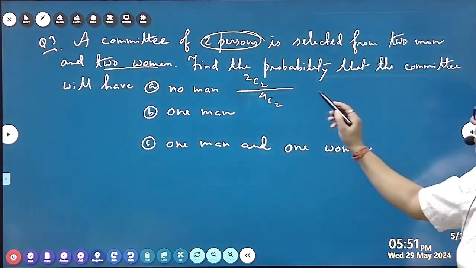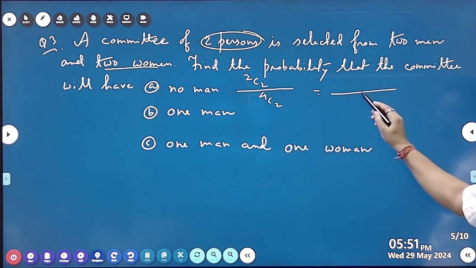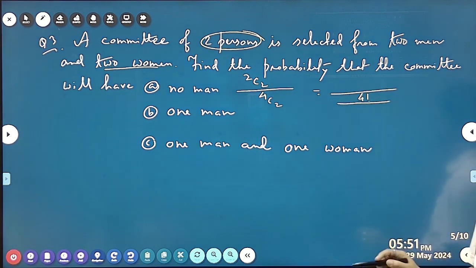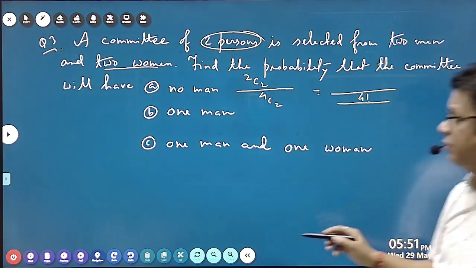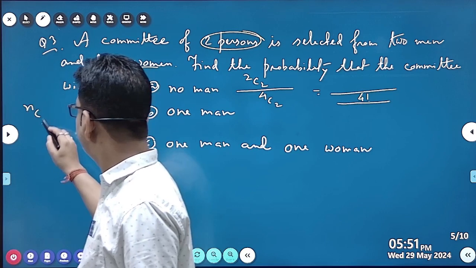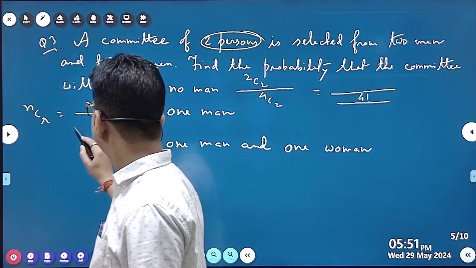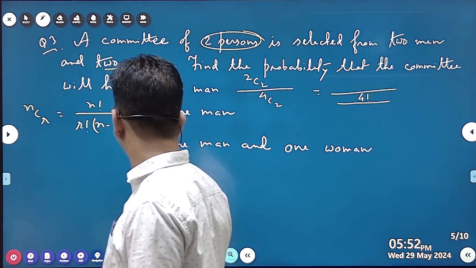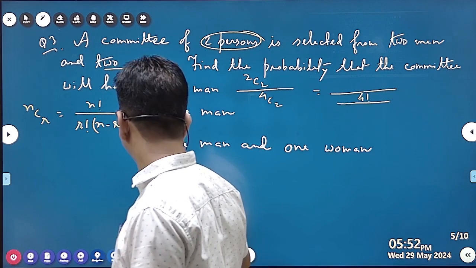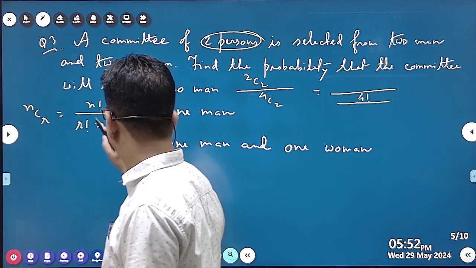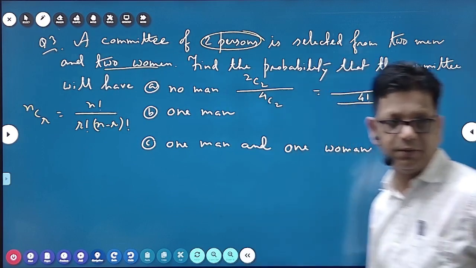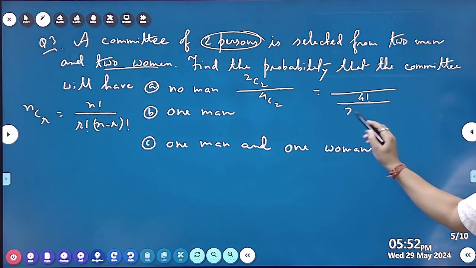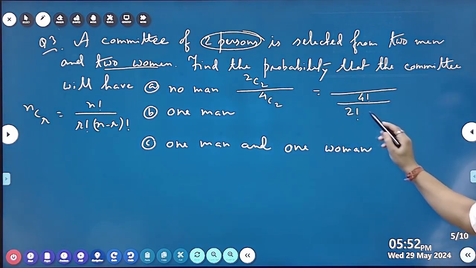So you find it, there is a reason why I am asking you to find. 4C2 will be 4 factorial by r factorial, no? Do you remember the formula? The nCr formula is n factorial by r factorial, then n minus r factorial. This is the formula. Now there is a reason why I am asking you to do it. So now set the denominator: r factorial, how much? 2 factorial. 4 minus 2, 2 factorial.